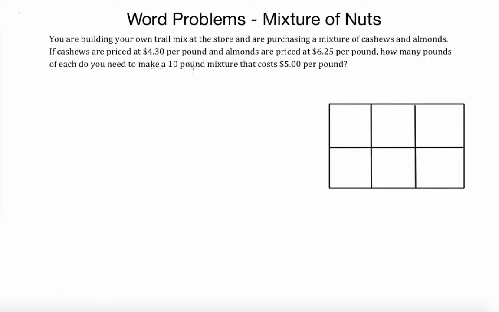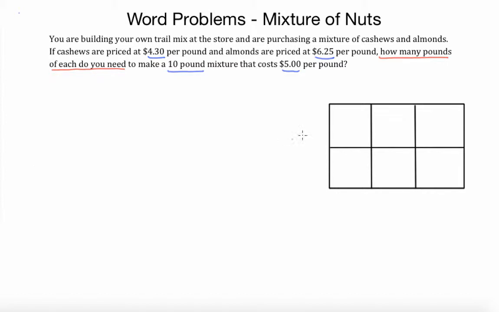You are building your own trail mix at the store and are purchasing a mixture of cashews and almonds. If cashews are priced at $4.30 per pound and almonds are priced at $6.25 per pound, there's my question: how many pounds of each do you need to make a 10-pound mixture that costs $5 per pound? All right, so we've got prices going on here. We're mixing cashews and almonds. I know the total mixture is 10 pounds. We know a lot of information.